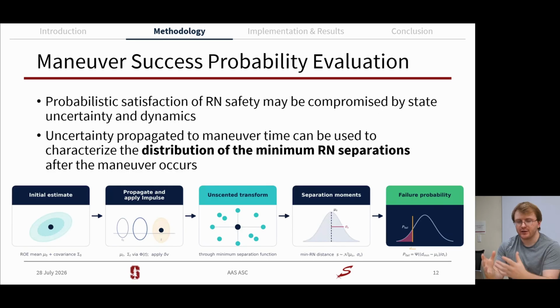So this is done with an unscented transform through a nonlinear function that will generate the exact minimum separation given an input set of ROE to generate a cumulative density function of the minimum separations as a result of that maneuver. And we can then explicitly say what the likelihood is that a maneuver will give you a safe resulting RN trajectory.